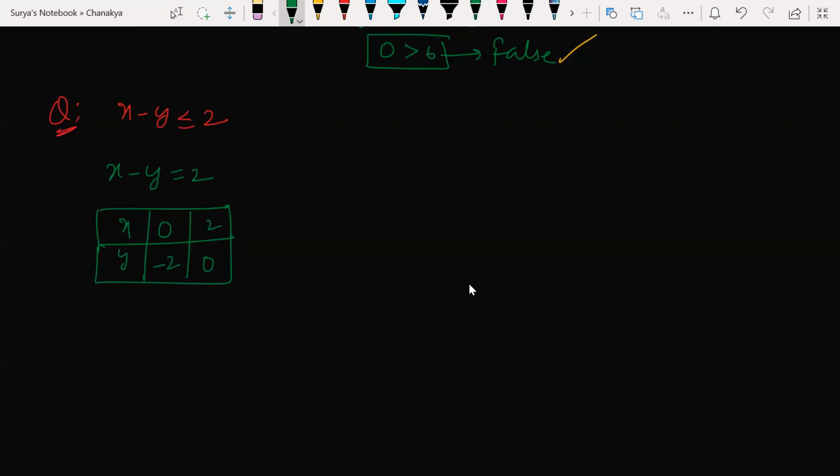So represent on the graph now. 0, minus 2 would be somewhere here. 2, 0 would be somewhere here.